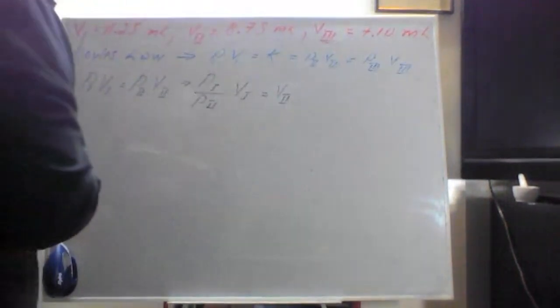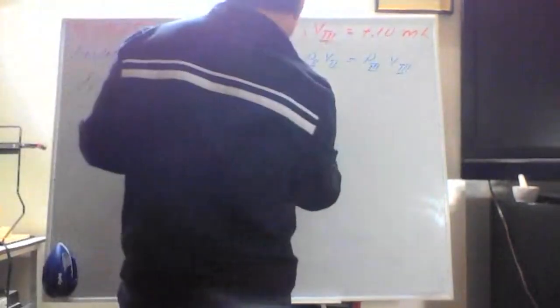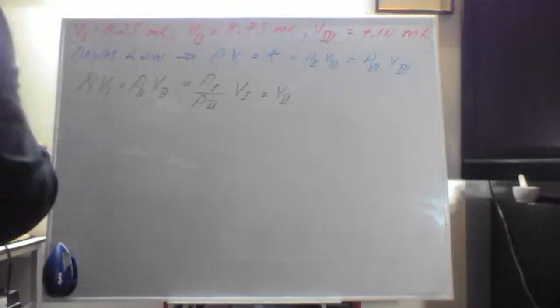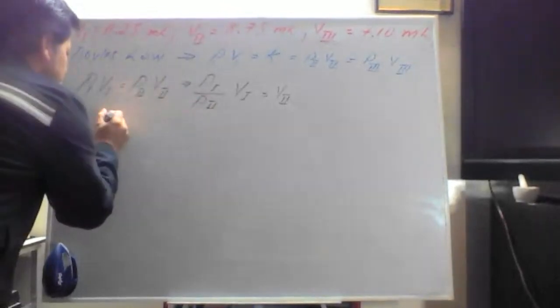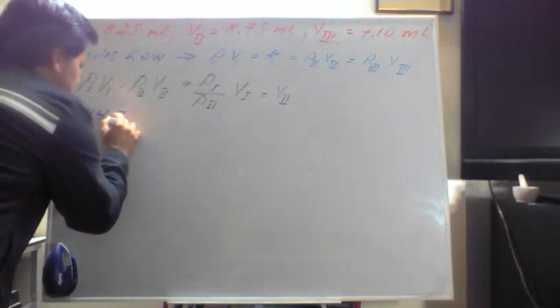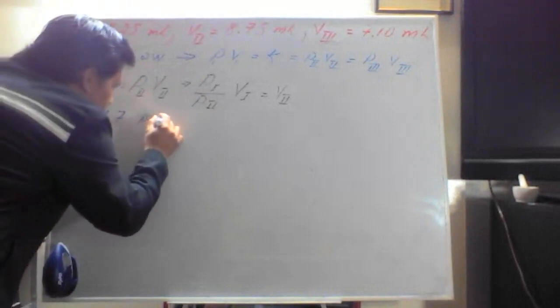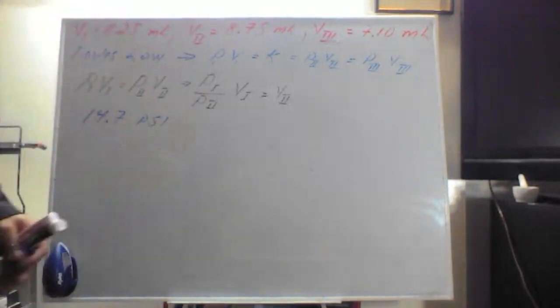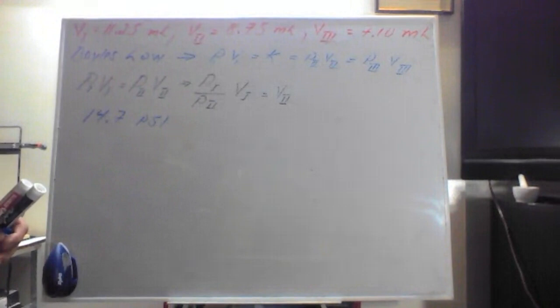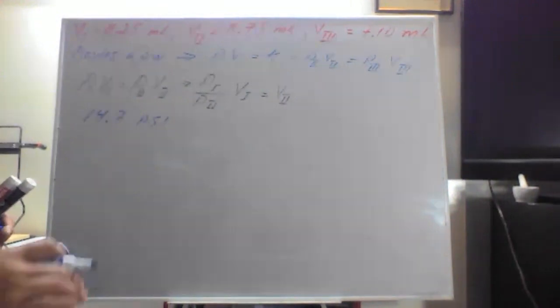So let's just substitute here for pressures 1 and 2. Pressure 1 was barometric, 14.7 pounds per square inch. Pressure number 2 was after we added 1 can of tuna, and that was 18.83.